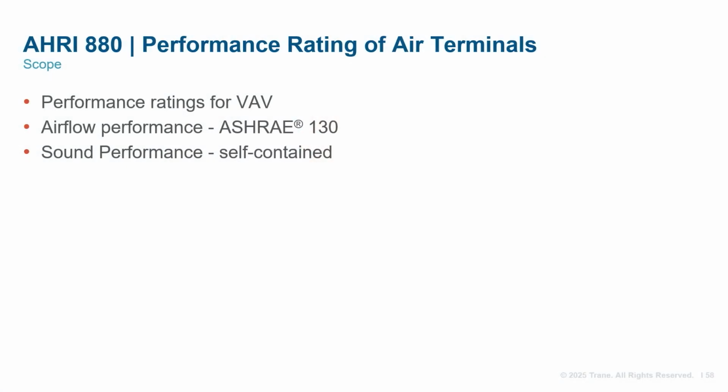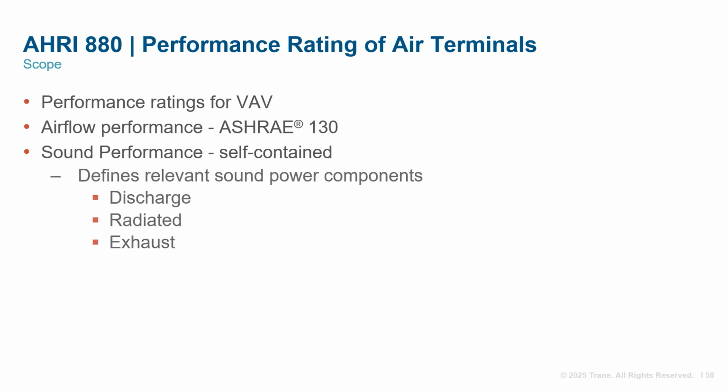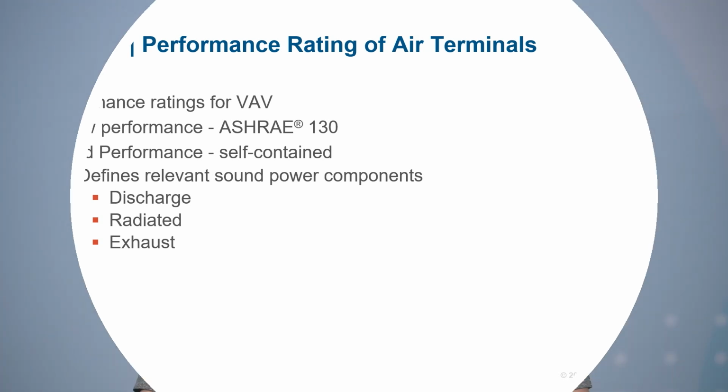Sound performance requirements are specified through a combination of pointing to other standards or specific sections of other standards and defining some of the technical requirements in the body of 880 itself. Like Standard 260, 880 specifies sound power components. The majority of VAV boxes are configured such that discharge and radiated sound power components apply. Exhaust units are covered by 880 as well, but much like the free discharge or free inlet in AHRI 260, this component is only included here for completeness, as it is rare.